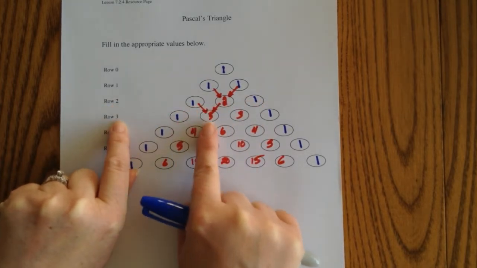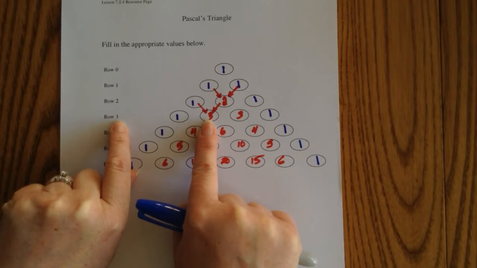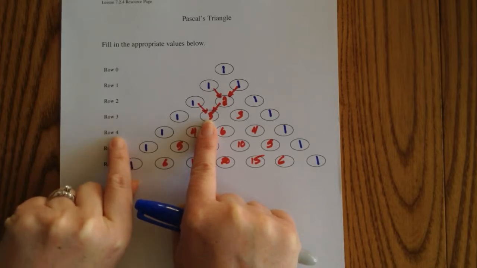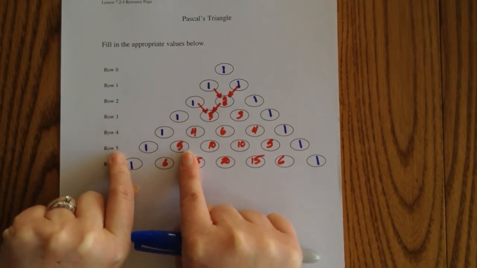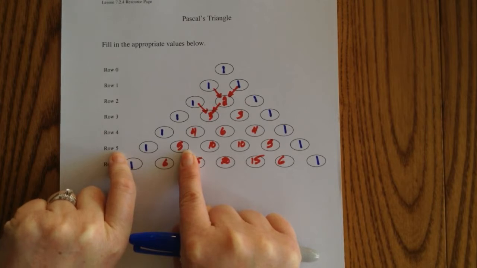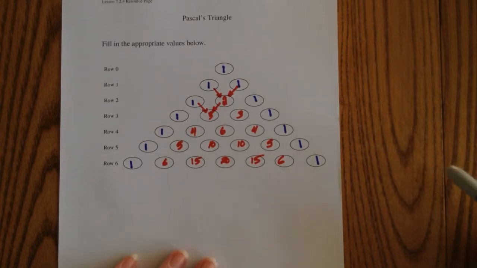Row 3, 1, 3, 3, 1. Hey, check this out. If you're in row 3, the second number is 3. When you're in row 4, the second number is 4. When you're in row 5, the second number is 5. There's a pattern. Matter of fact, this thing is chock full of patterns. There have been books written about the patterning just found in Pascal's triangle. Feel free to enjoy some of that.